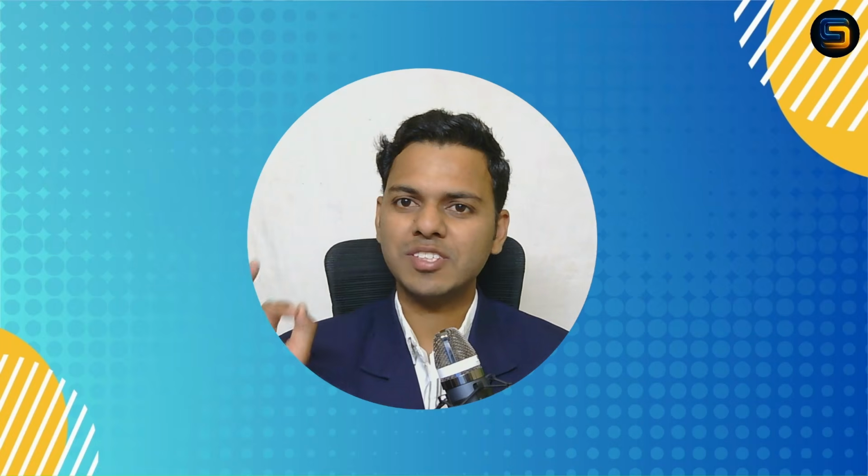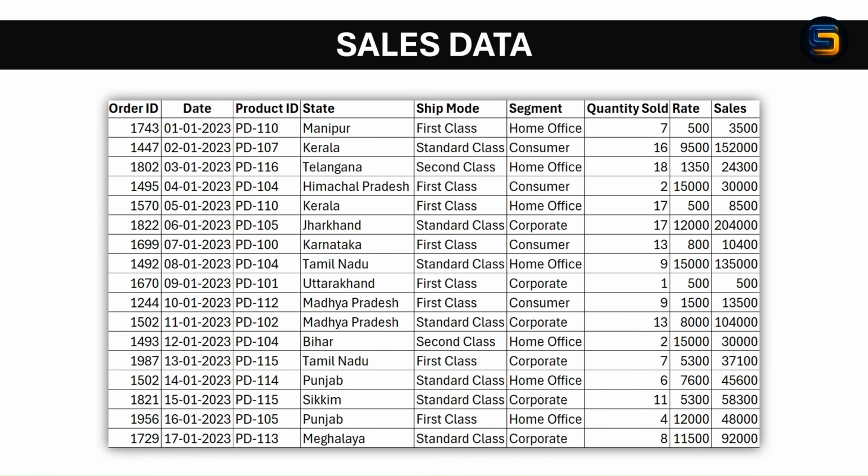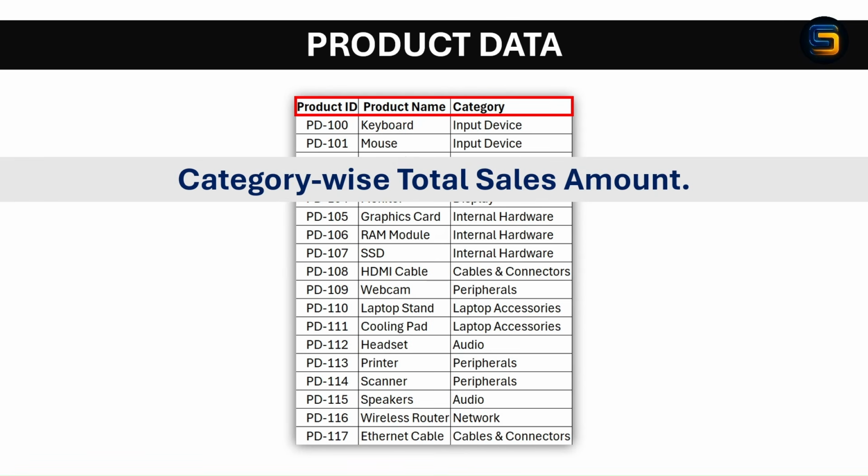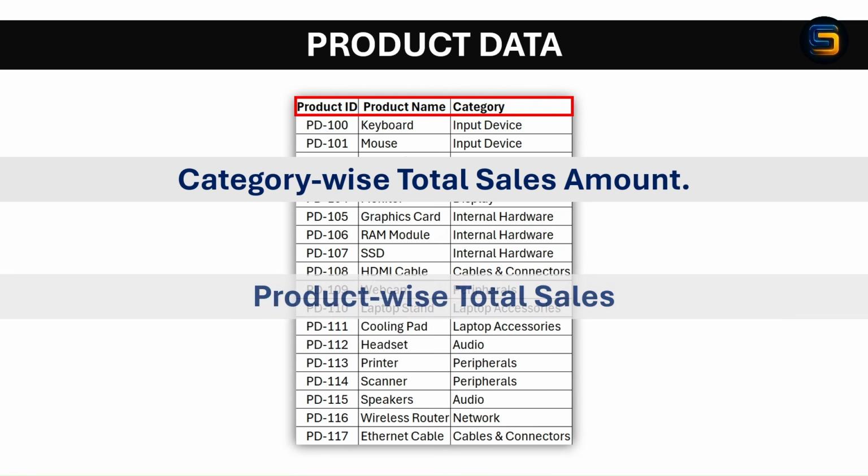Hello everyone. Suppose you have one sales data set containing multiple columns like order ID, date, product ID and other transaction detail. Now along with this you also have another data set which is the product data. This data set contains product ID, product name and category column. Now imagine you want to summarize the data like category wise total sales amount or even product wise total sales.